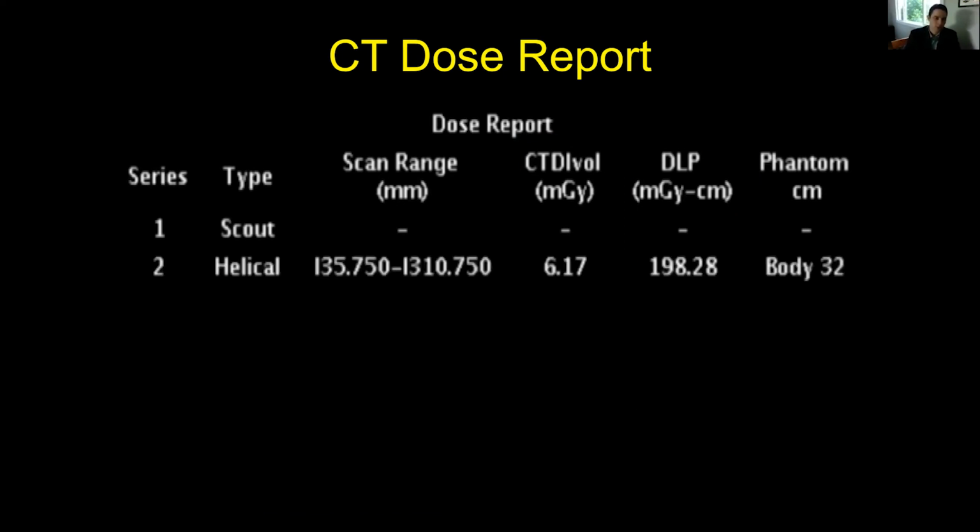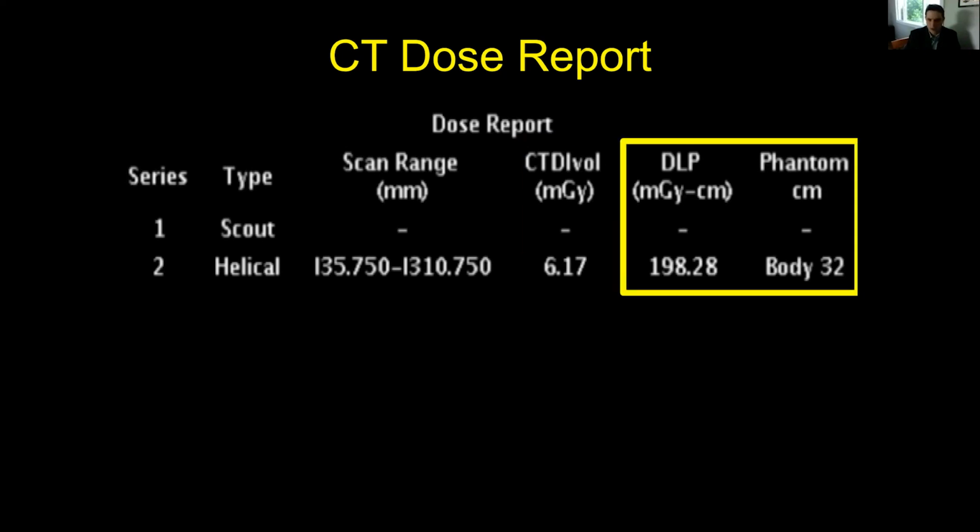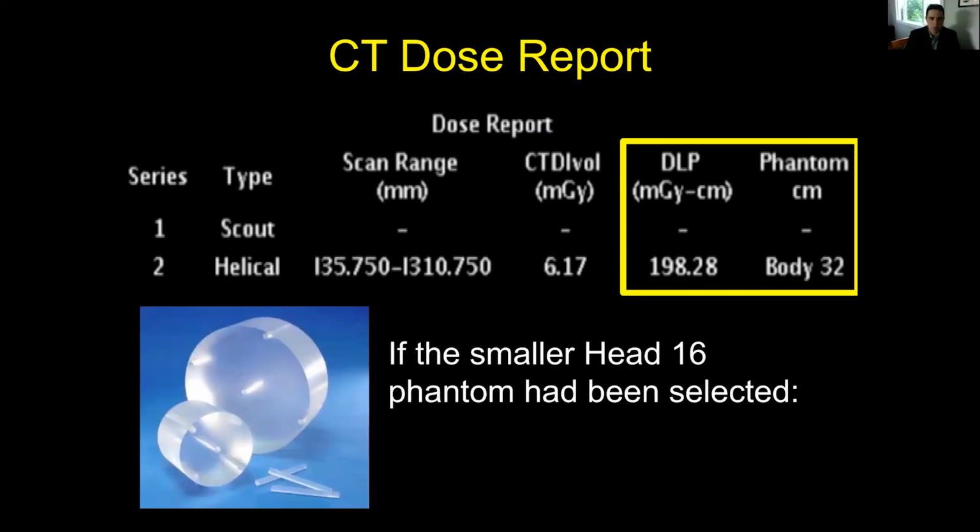Okay, so we've done a slice. And what have we done here? It says helical. And we see, okay, now we're generating some dose. So what happened here? Well, this was probably our non-contrast sequence. Okay, fine. We see we got a DLP of about 200. Now, the technologist put in body 32, but what if the smaller head 16 phantom had been selected? What if the technologist incorrectly put in head 16? How would that affect the dose?